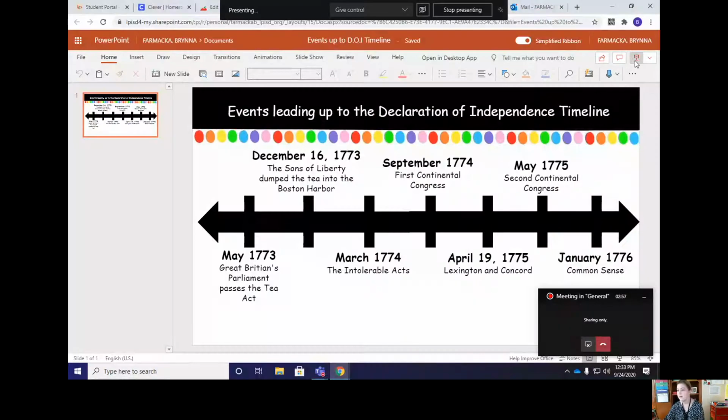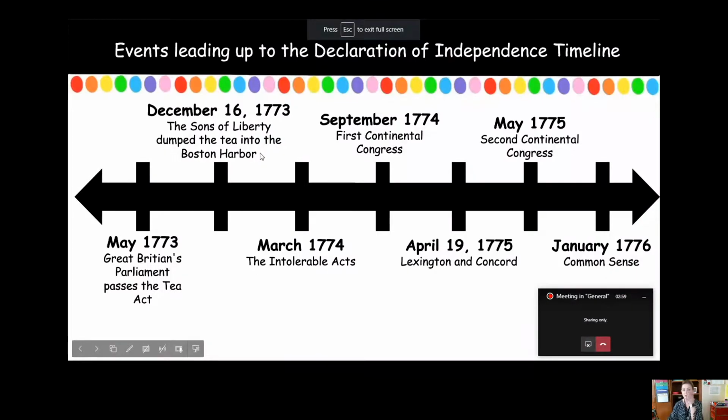Okay, all right, my friends. So here is your events leading up to the Declaration of Independence timeline. Now, with this timeline, we just are highlighting the most very important dates that we have. Now, let's begin at the beginning.